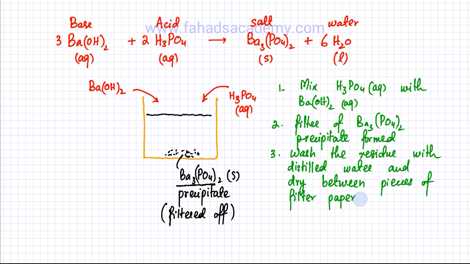So this is a very simple description of preparing an insoluble salt using ionic precipitation. Now the second case that I'm going to discuss in the next lecture is of preparing an insoluble salt from two soluble reactants which do not react.